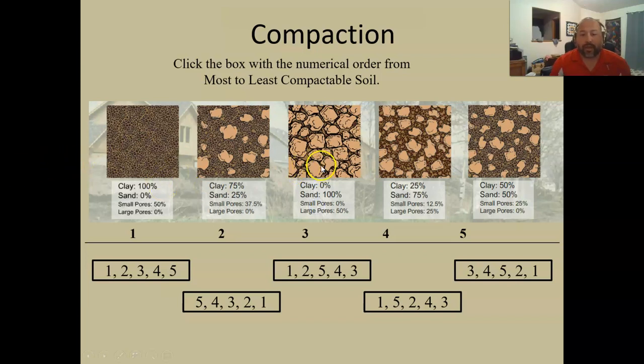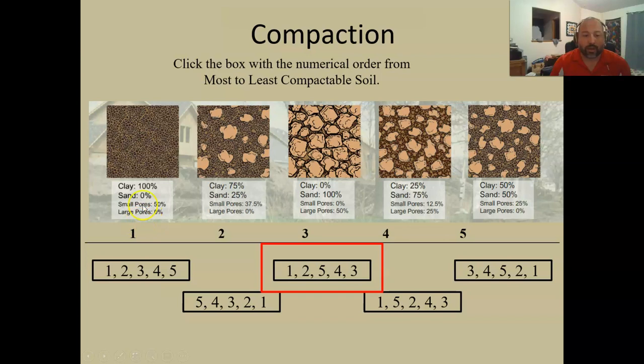So in looking at these soils here, let's think about the most to least compactable soil. So 1, 2, 3, 4, 5. So pause real quick and see what you get. All right, let's check our answers. Here's our combination here: 1, 2, 5, 4, 3 for most to least compactable soil.